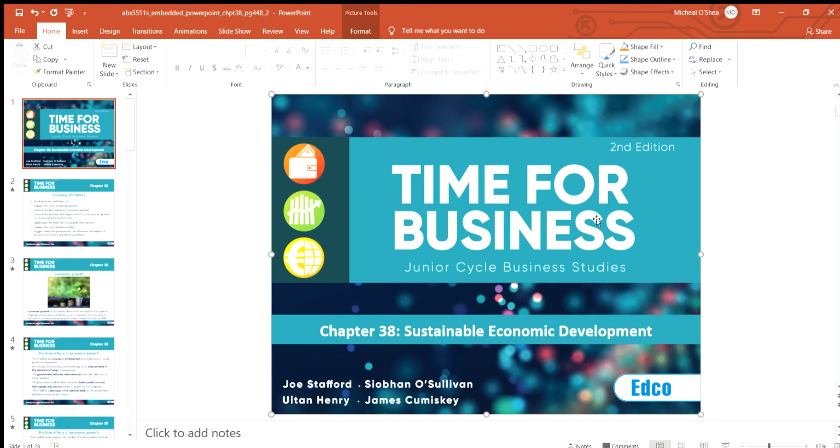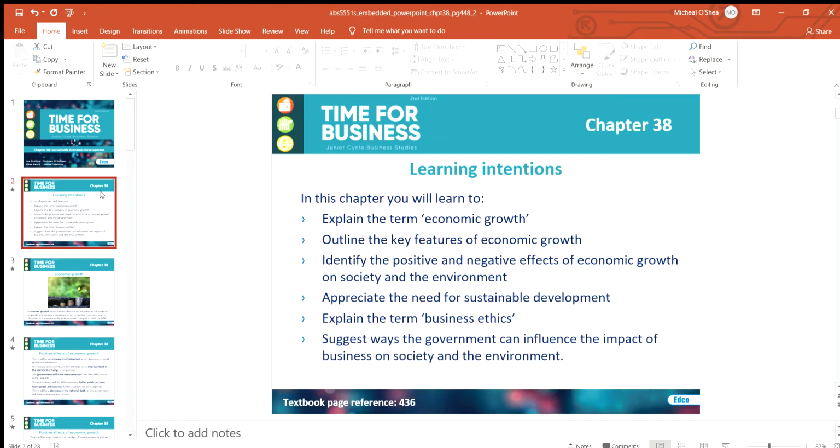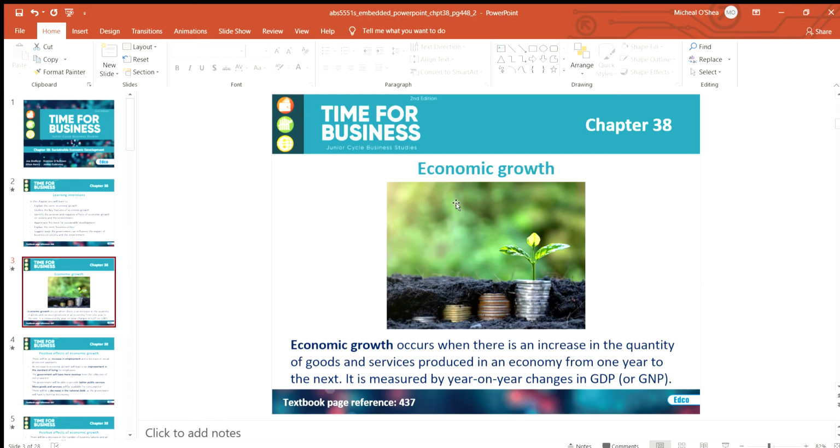This is our next topic, sustainable economic development, our second last topic in third year business. So just to get into it straight away, economic growth is what we're focusing on for the beginning part of sustainable development. So what is economic growth?